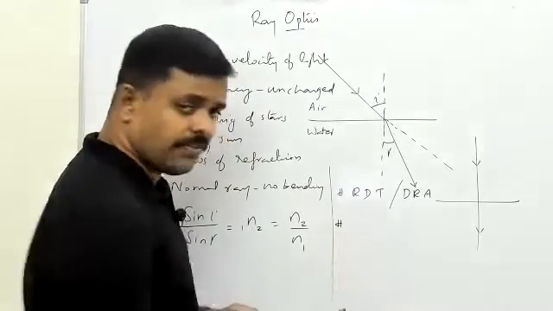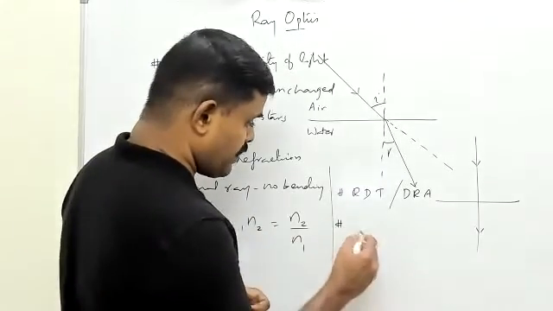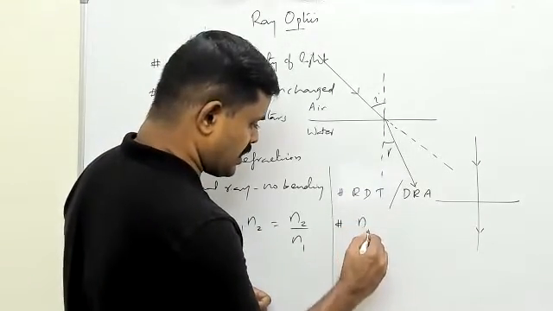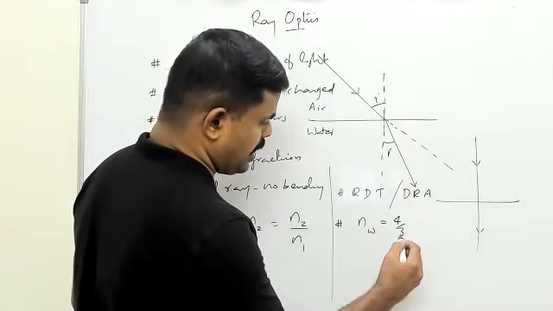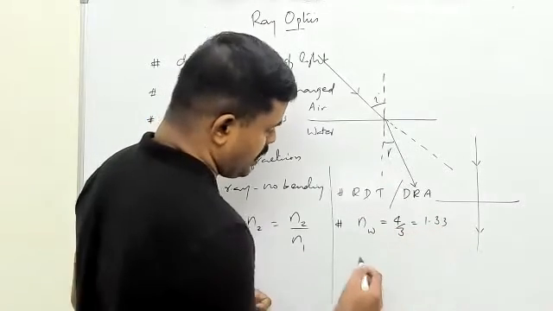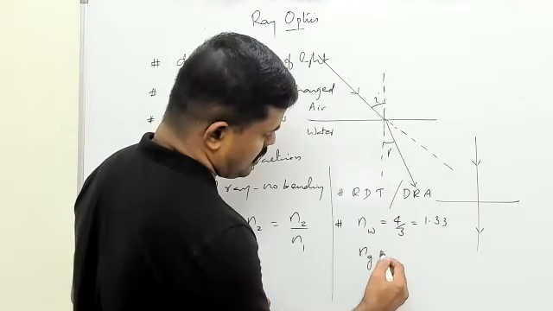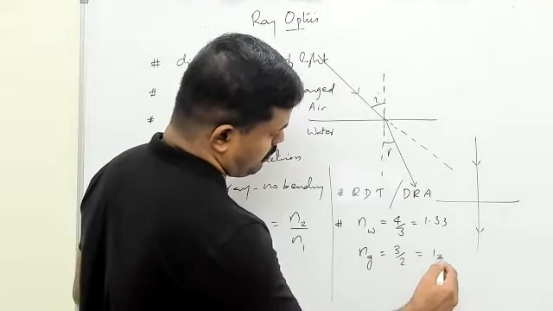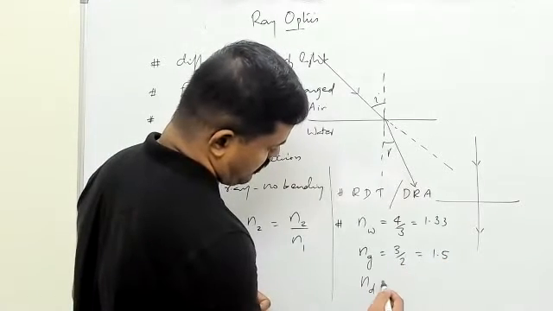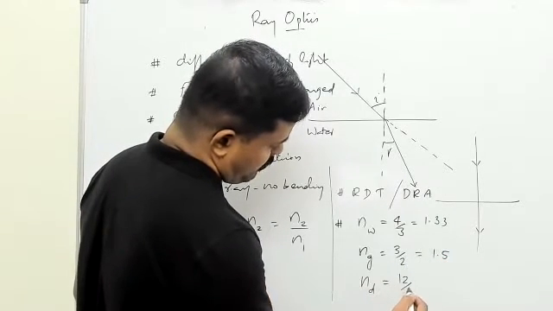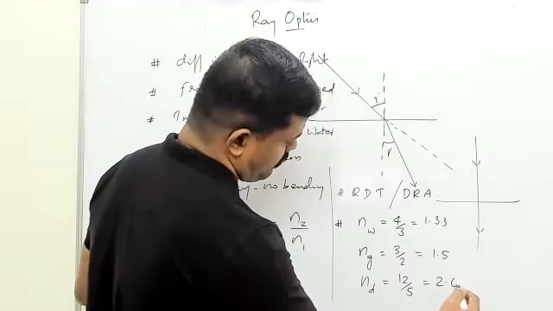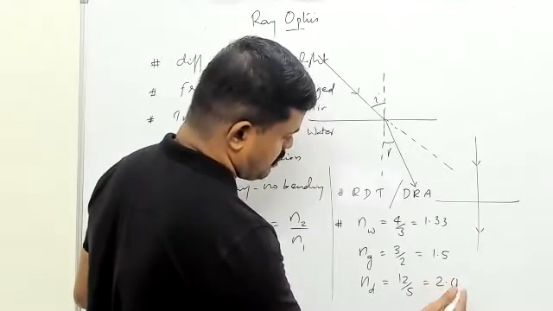And then there are media you have to learn by heart. First one is water. Refractive index of water is 4/3, which is 1.33. Refractive index of glass is 3/2, that is 1.5. Refractive index of diamond is 12/5, that is equal to 2.4. So that is all about the first part.